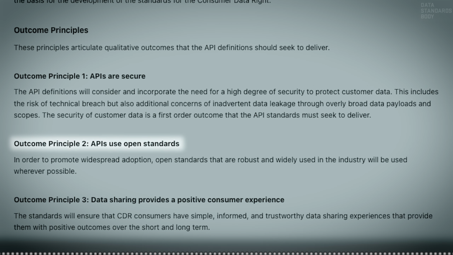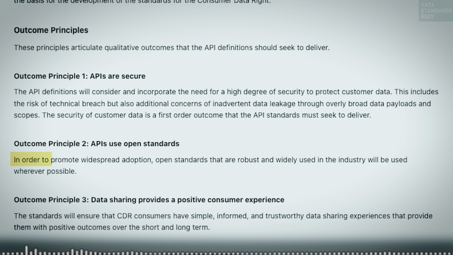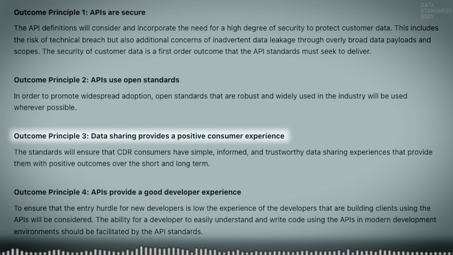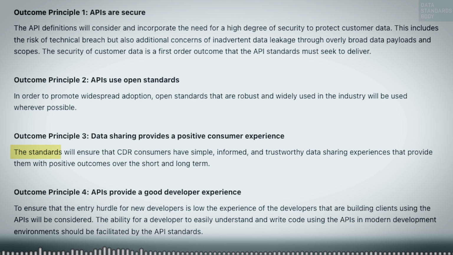Outcome Principle 2. APIs use open standards. In order to promote widespread adoption, open standards that are robust and widely used in the industry will be used wherever possible. Outcome Principle 3. Data sharing provides a positive consumer experience. The standards will ensure that CDR consumers have simple, informed, and trustworthy data sharing experiences that provide them with positive outcomes over the short and long term.